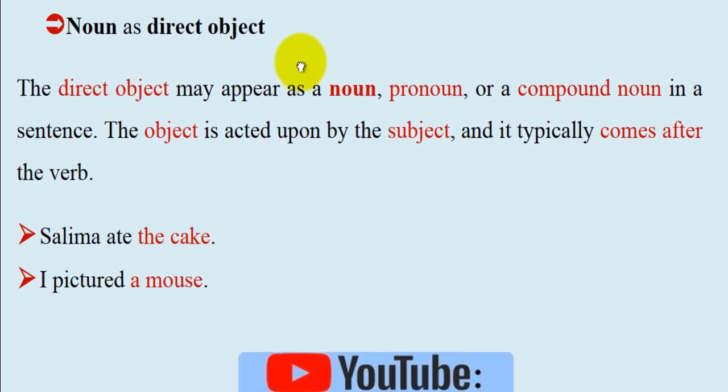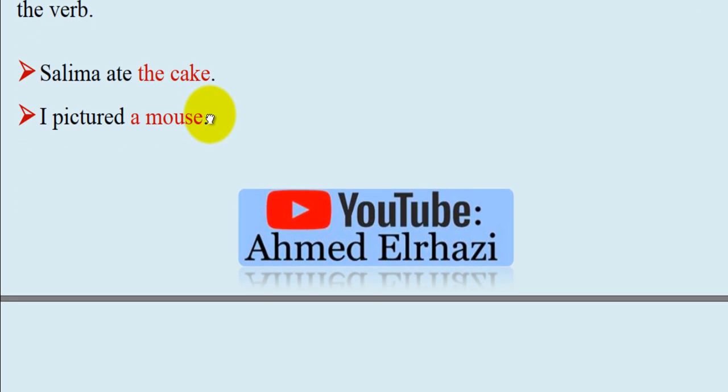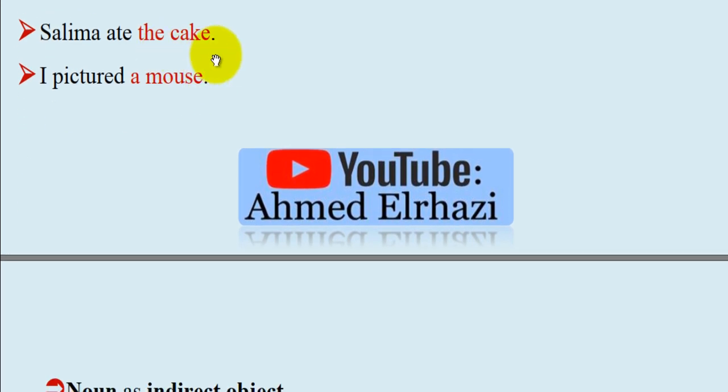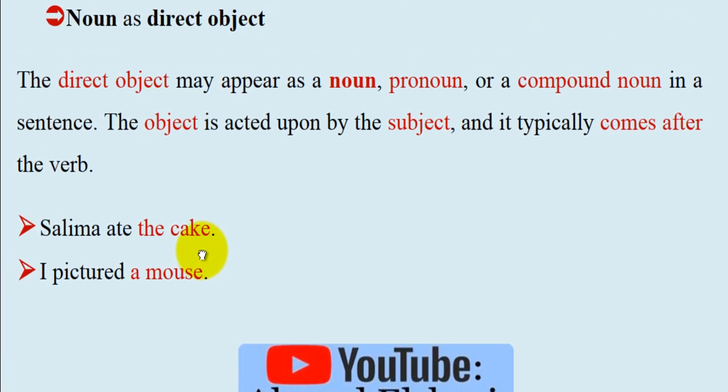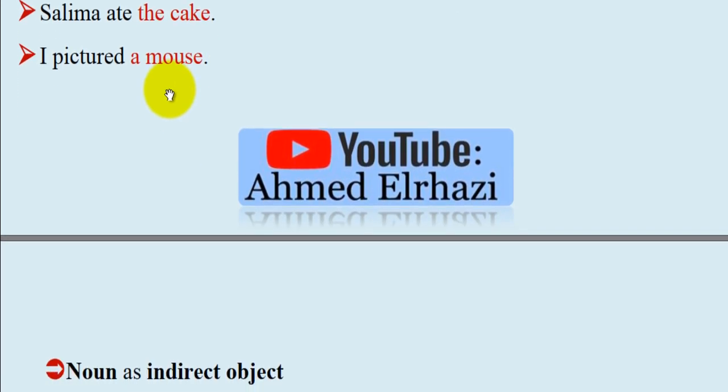Noun as direct object. The direct object might appear as a noun, in our case that we are studying now, pronoun, or a compound noun in a sentence. The object is acted upon by the subject, and it typically comes after the verb. Examples: Salima ate the cake. So the cake here is a noun that serves as the direct object. I pictured a mouse. Direct object is a mouse.